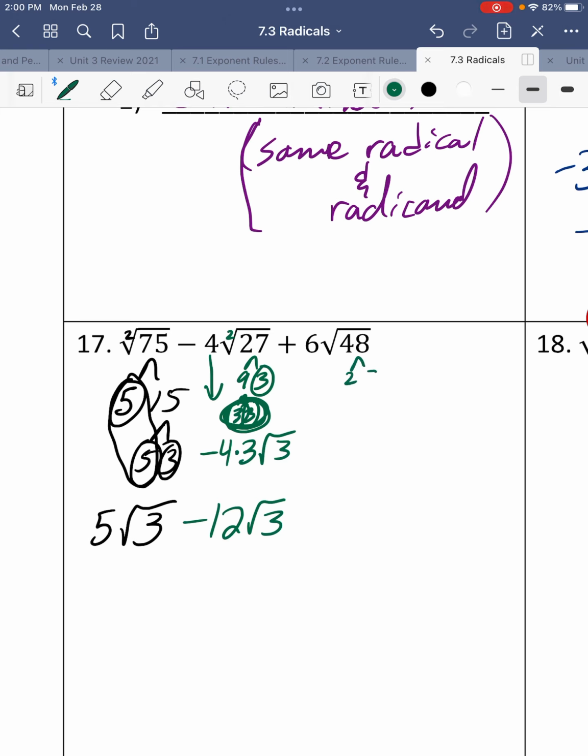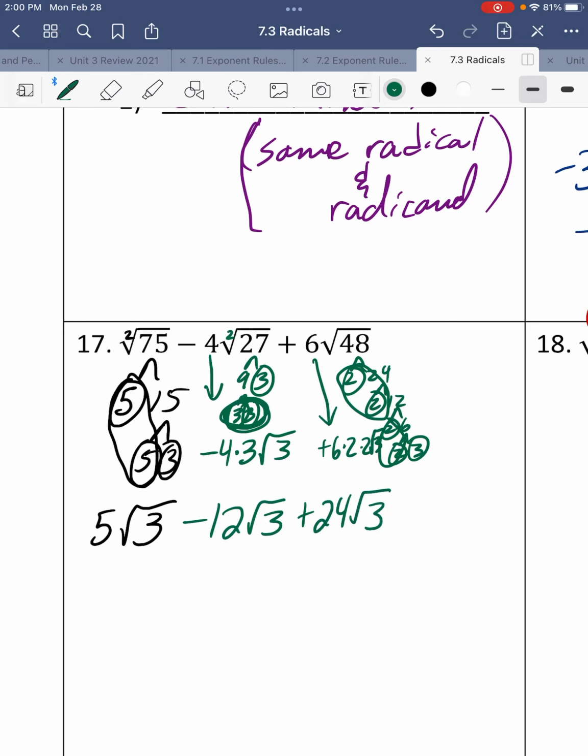And then lastly, we have 2 and 24, 2 and 12, 2 and 6, 2 and 3. That's a lot of 2's. Don't forget that 6 is going to come down. It's a positive 6 times group of 2, group of 2, and there's a square root of 3 left over. That's going to end up 6 times 2 times 2 is 24 square root of 3.